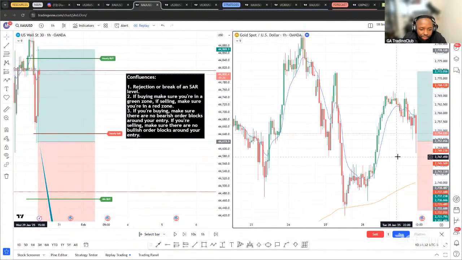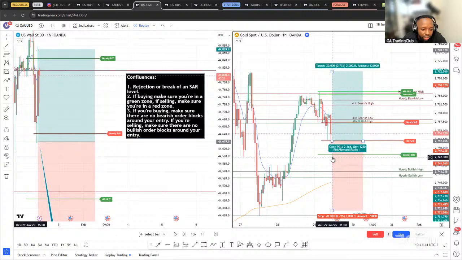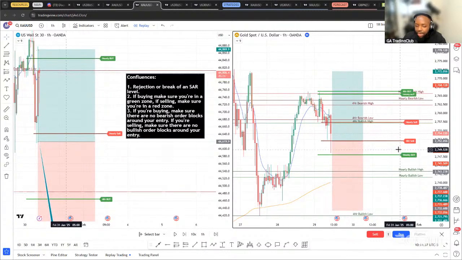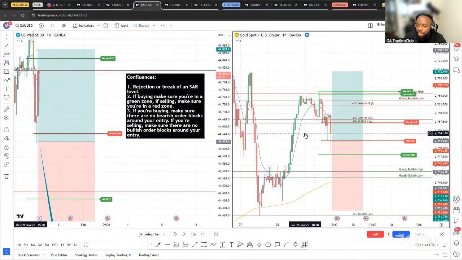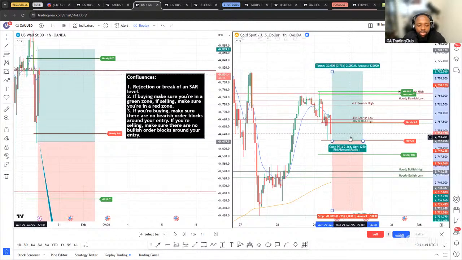So this one came up yesterday at 11 a.m. and it would have been a nice win for you. This one again would have been an A setup. The reason it wasn't an A+ setup is that we didn't have, say, a bullish order block around our entry. So let's go back.